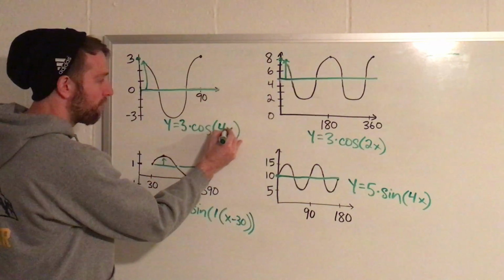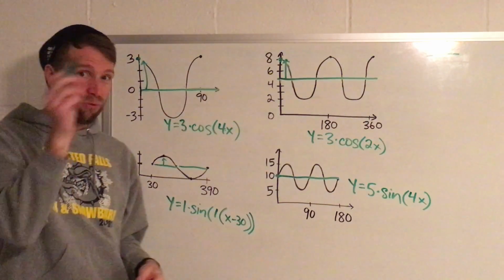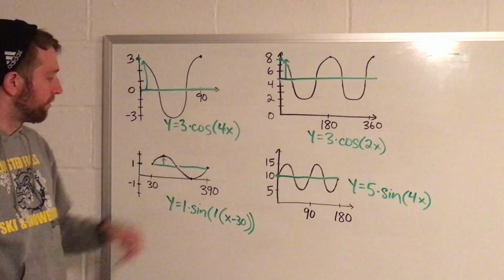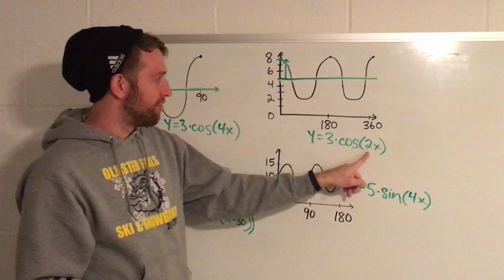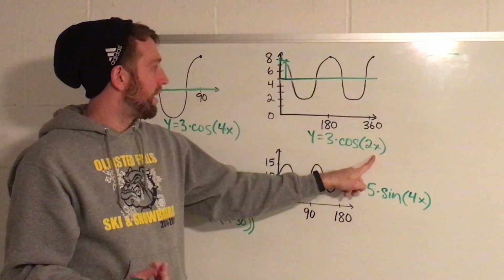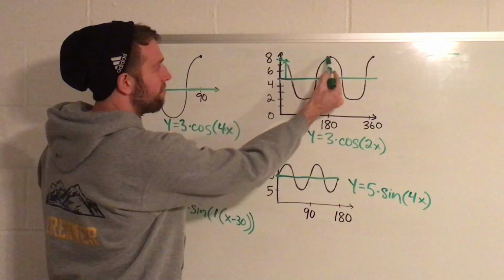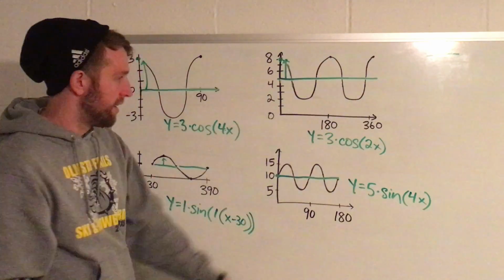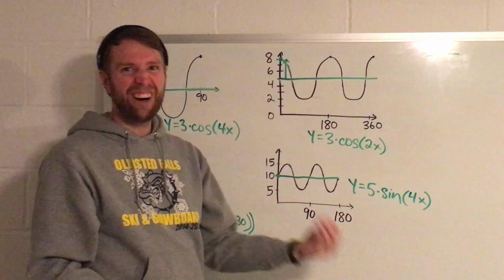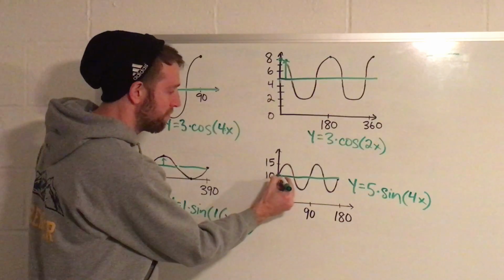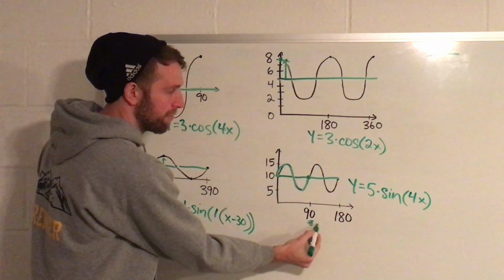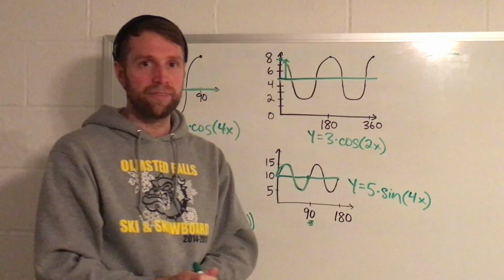Like this says 4 times x, but what's 360 divided by 4? Boom, 90, right? On this one, this says 2 times x, but what's 360 divided by 2? 180, and hey look, there's a wave by 180. This says times 4, we're going to divide by 4, 360 divided by 4, that's 90, and boom, there is one wave that happens by that 90 mark. So anything in the parentheses is opposite.